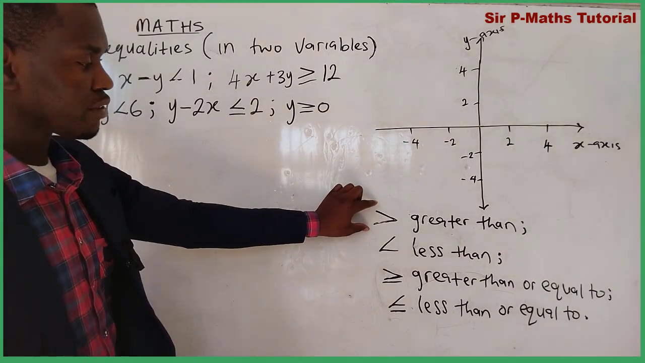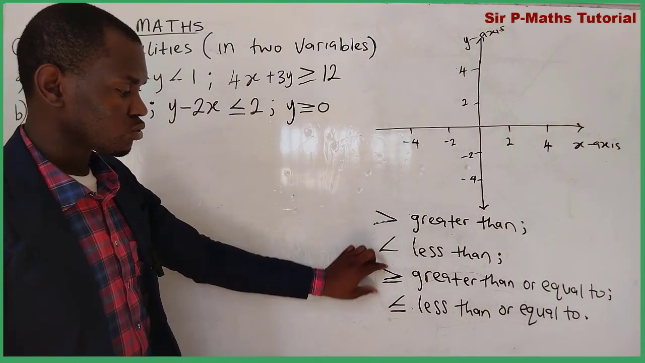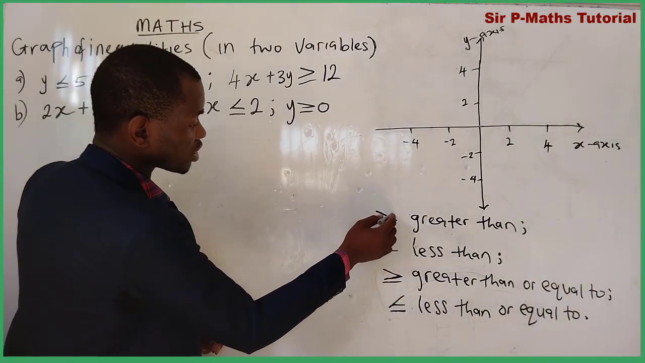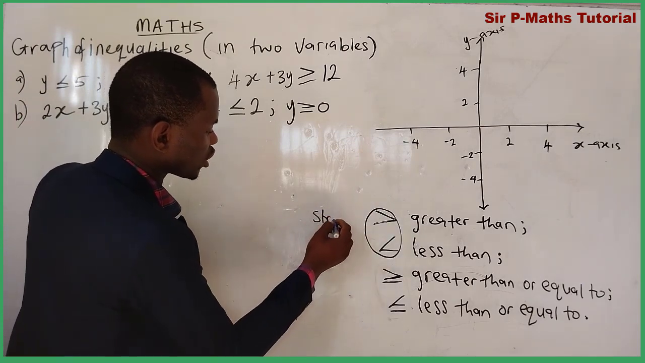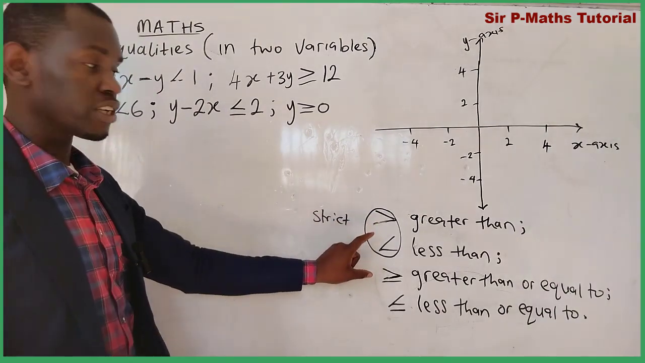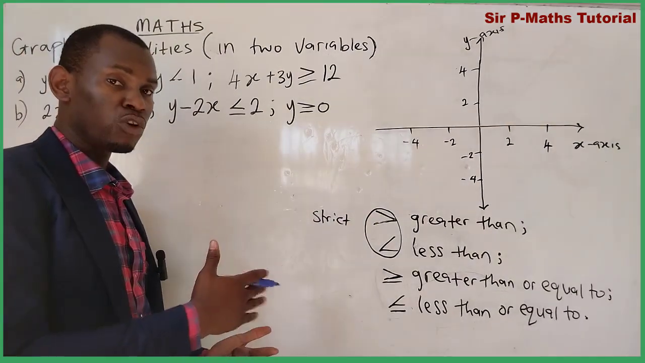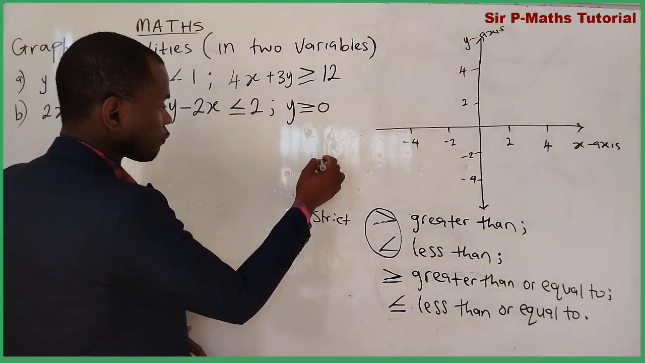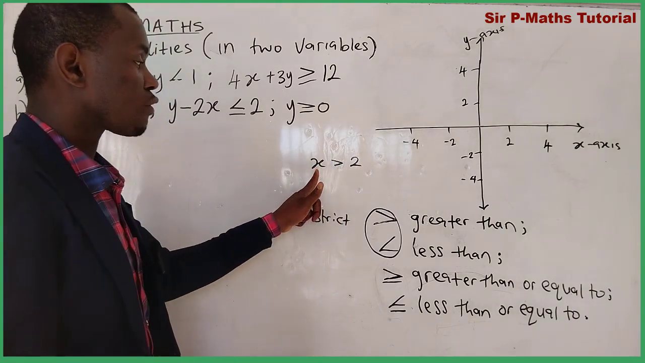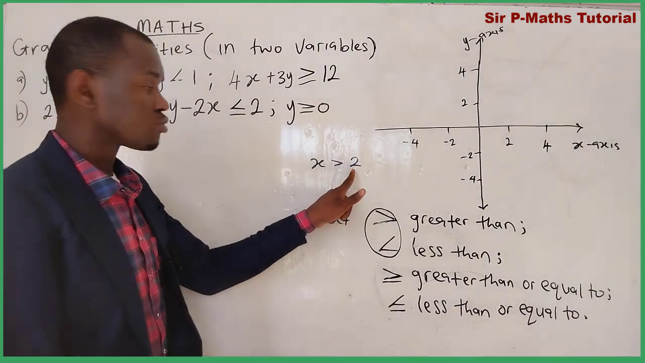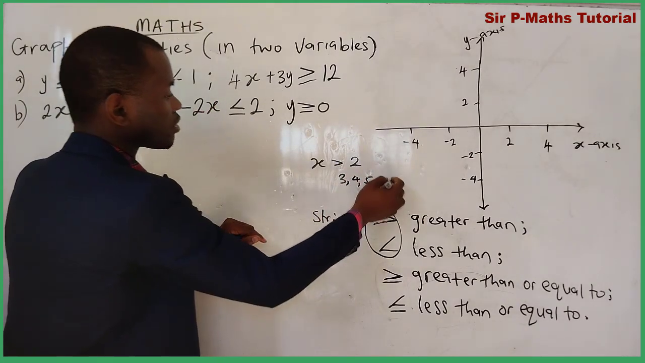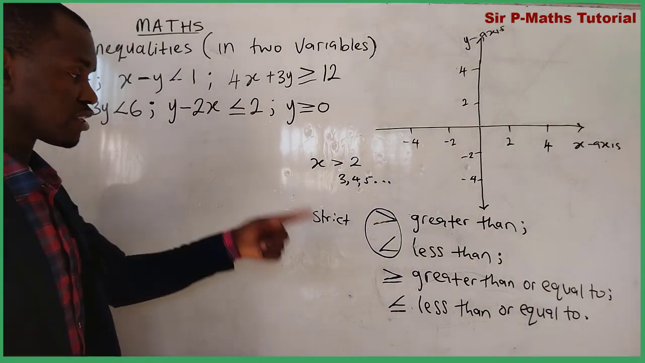First, we have greater than, less than, greater than or equal to, less than or equal to. These two, we call them strict inequalities, because the boundaries are not included. The values we are looking for are always higher than the boundaries. For instance, if x is greater than 2, that means the values of x must be strictly greater than 2. So the range of these values is 3, 4, 5, etc. We continue getting to infinity.